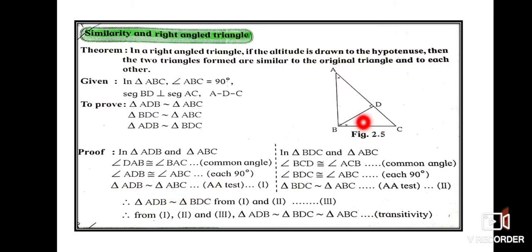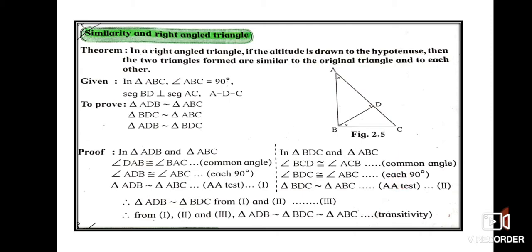Now we will take the smaller triangle down, BDC, and ABC. Here also you can see angle C is common. In ABC there is C, and in BDC there is C. So we can say that angle BCD is congruent to angle ACB, common angle. Again, in these two triangles you have one angle which is 90 degrees. In the bigger triangle B is 90 degrees, and in the smaller triangle BDC, D is 90 degrees. So angle BDC is congruent to angle ABC, and therefore the two triangles are similar by the AA test.